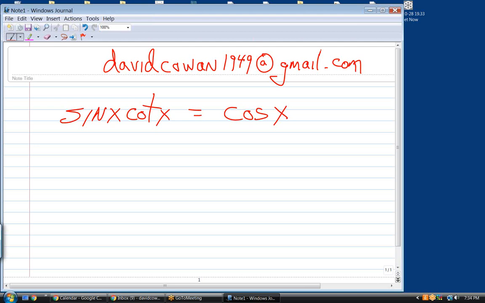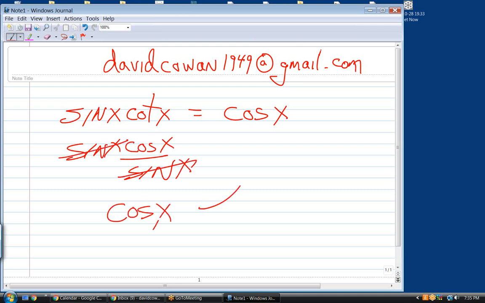Maybe you know them pretty good already, but what's cotangent equal to? Cosine over sine. And that's critical here because now the sines cancel and we have cosine x, cosine x, and that's all we need.